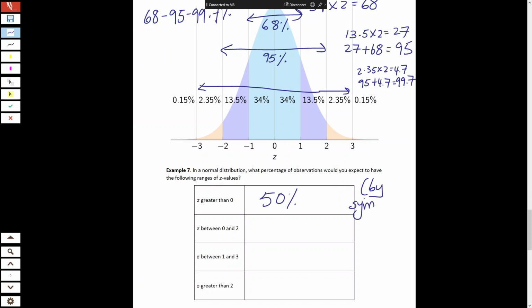Remember? Oh, I didn't say that, did I? I didn't say at the beginning that the normal distribution is symmetric. I don't think I said that. It's symmetric.